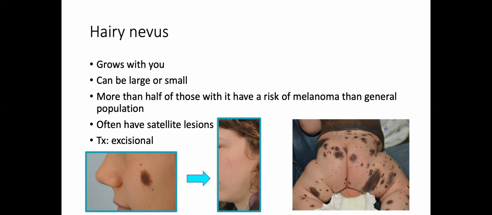The large one can have many satellite lesions. So you see these really big ones, and then we have all these other ones as well. More than half of those that have these hairy nevuses will have a higher risk of melanoma than the general population. Treatment is to remove them so that they don't have that risk as much.